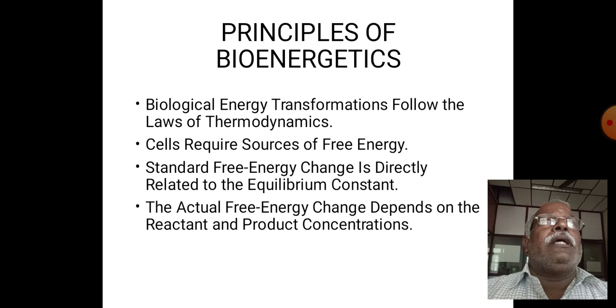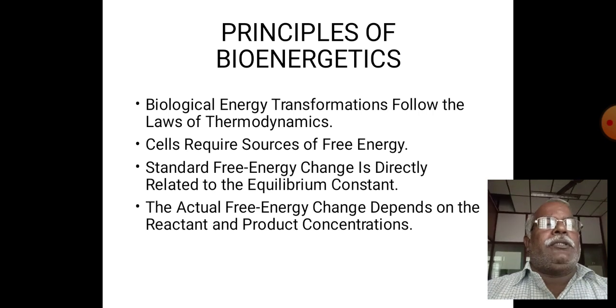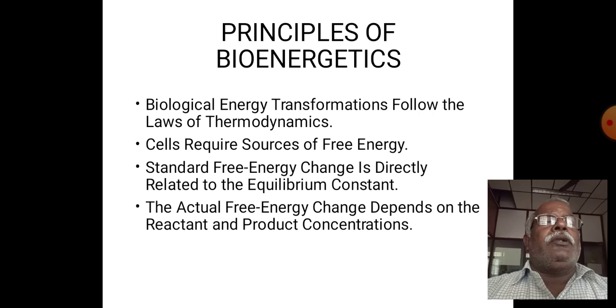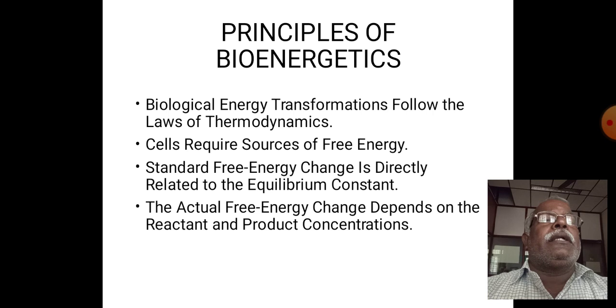All the cells require free energy. The free energy change is directly related to the equilibrium constant. The actual free energy change depends on the reactant and product concentrations. In each and every reaction, one is a reactant and another one is a product. So we start with the reactant, and finally we get the product.